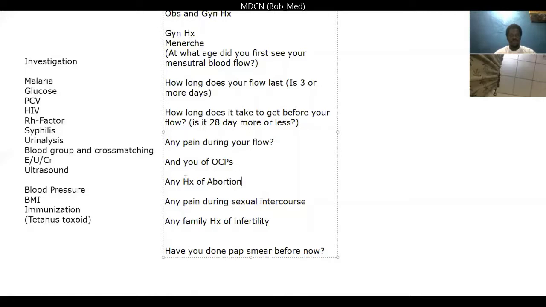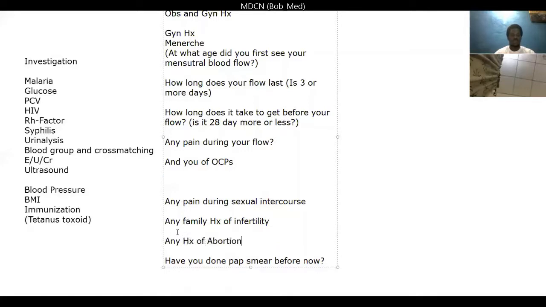So you want to ask about things like history of abortion. Let's put history of abortion here. You want to ask about any abnormal vaginal discharge. So all these are asked under gynecological history. Please take note. These are all gynecological history.